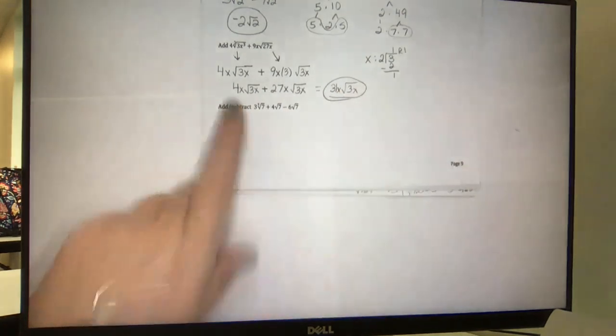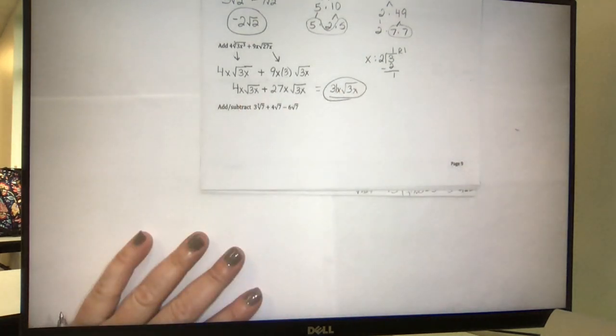31x. And there you go. Okay, and there's your answer: 31x square root of 3x.